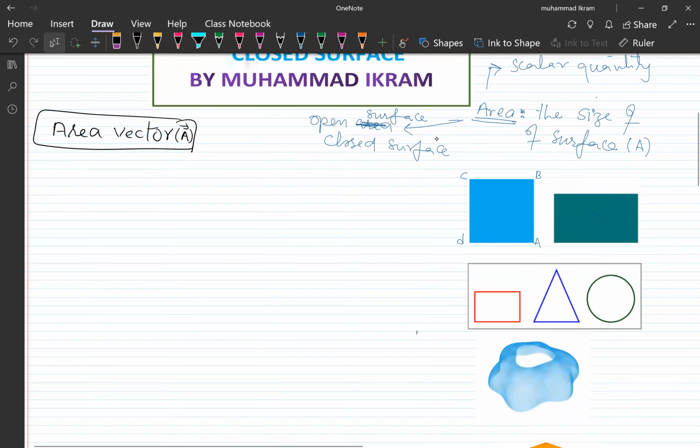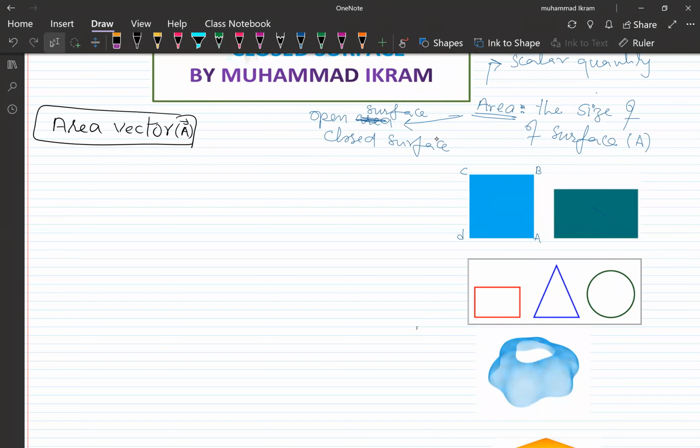But in electrodynamics, area is treated differently. It is not considered a scalar, rather it is considered a vector quantity. Why? Because in electrodynamics, the top surface acts in a different way than a bottom surface. This is why we call it a vector quantity. For example, look at this object.